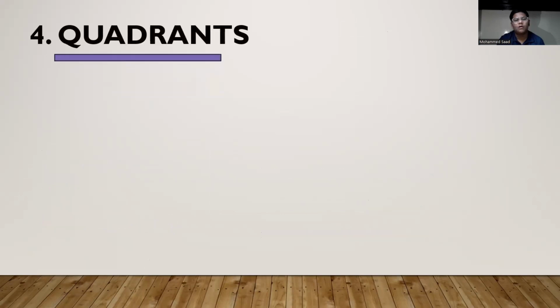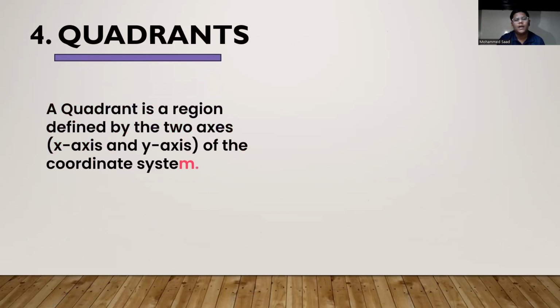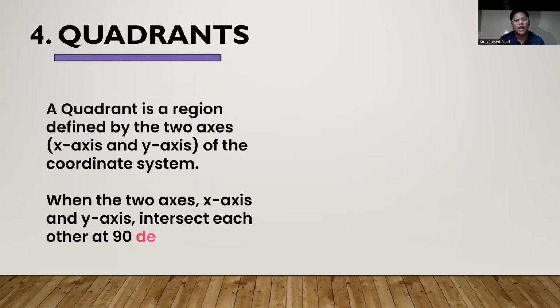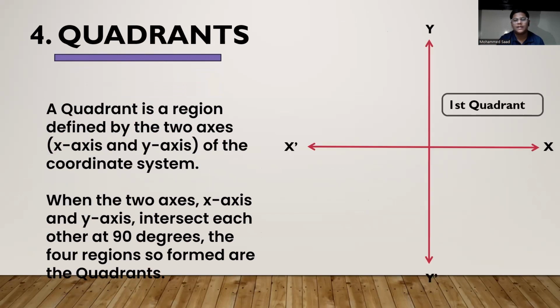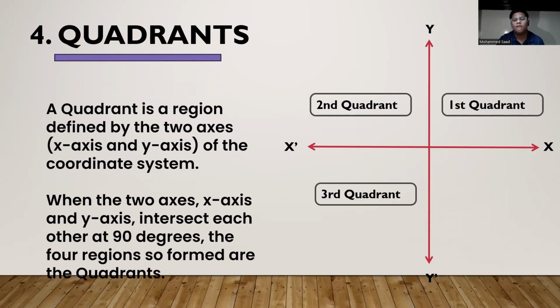Fourth one, quadrant. A quadrant is a region defined by the two axes, the x-axis and y-axis, of the coordinate system. When the x-axis and y-axis intersect each other at 90 degrees, four regions are formed. The quadrants are: first quadrant, second quadrant, third quadrant, fourth quadrant.